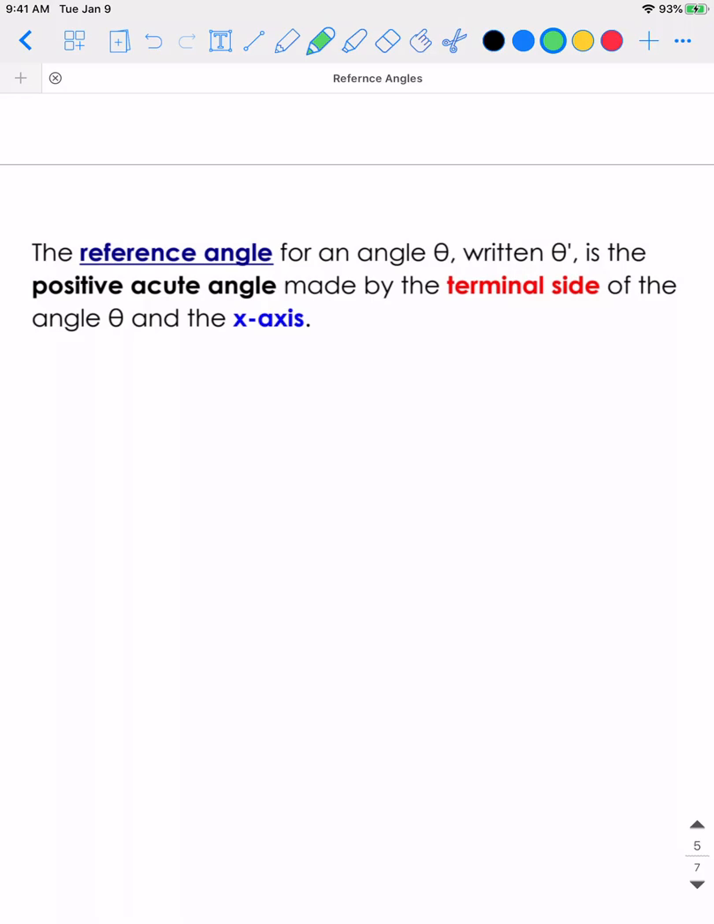Well, what is an acute angle? An acute angle is an angle that is less than 90 degrees. Okay, made with the terminal side, remember what the terminal side was, of the angle theta and the x-axis. Now, this can be any x-axis, positive or negative x-axis.